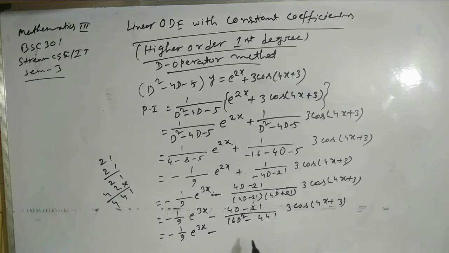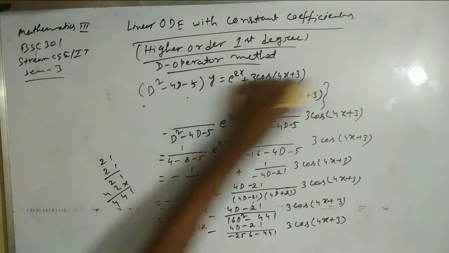Now here we can put minus 16 in place of d square, because for sine function or cos function we have to put minus a square in place of d square. So 4d minus 21, and if we put minus 16 in place of d square, it will be minus 256 minus 441, 3 cos 4x plus 3.